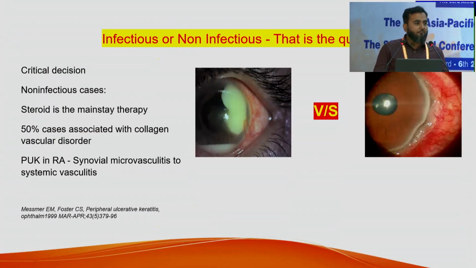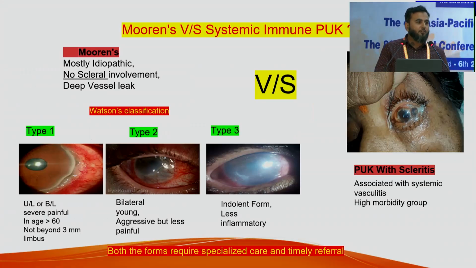So whether it is infectious or non-infectious, that is the question. Why do we need to know whether it is infectious or not? Because steroids are the mainstay therapy in a non-infectious case, and 50% of cases are associated with collagen vascular disorder that will need systemic immunosuppression. Also, one needs to differentiate whether it is a Mooren's or a systemic immune PUK.